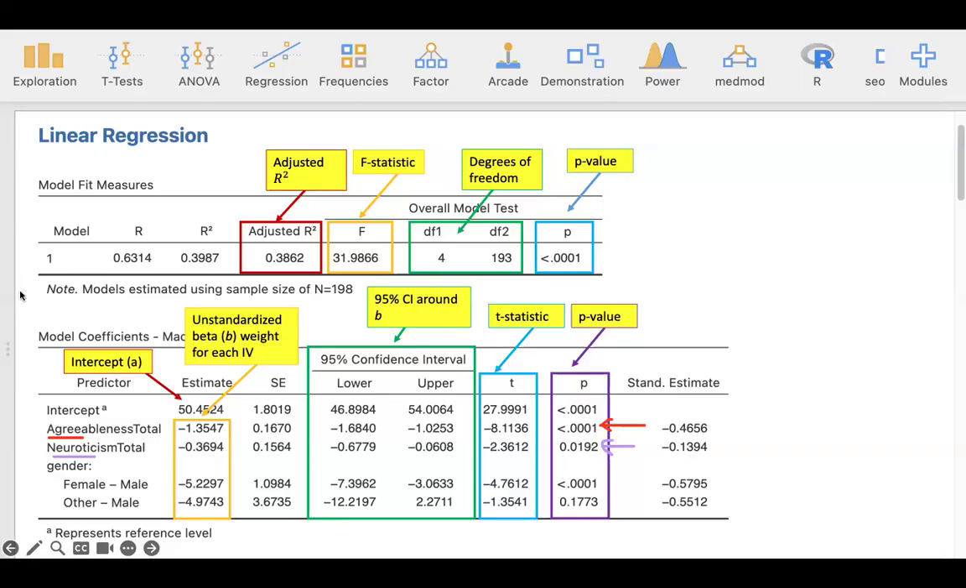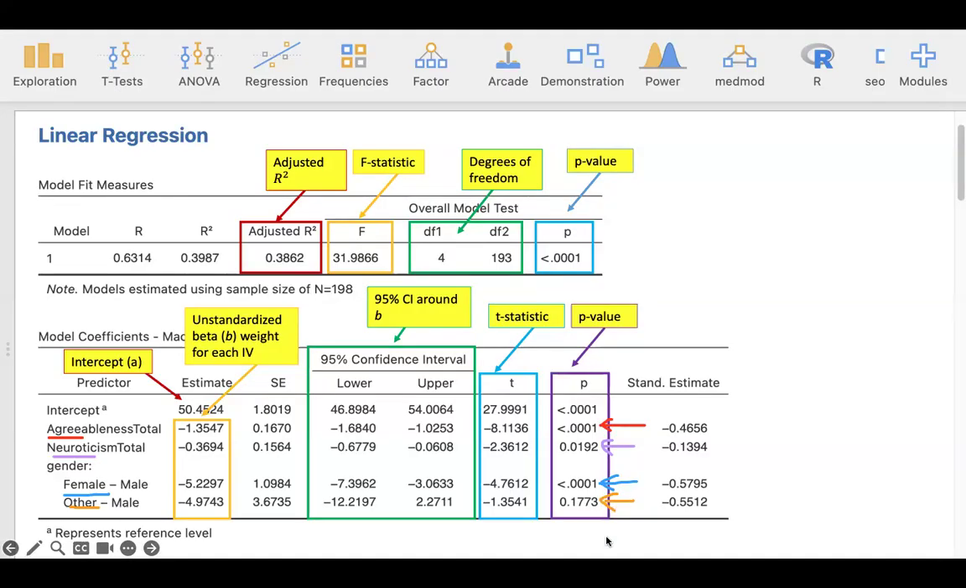Our first level, female compared to male, is saying that females are lower in Machiavellianism by 5.23 points. They're lower. That's what the negative is, right? And this is a significant difference, so it is a significant predictor. However, when we compare other to male, there is not a significant difference there.